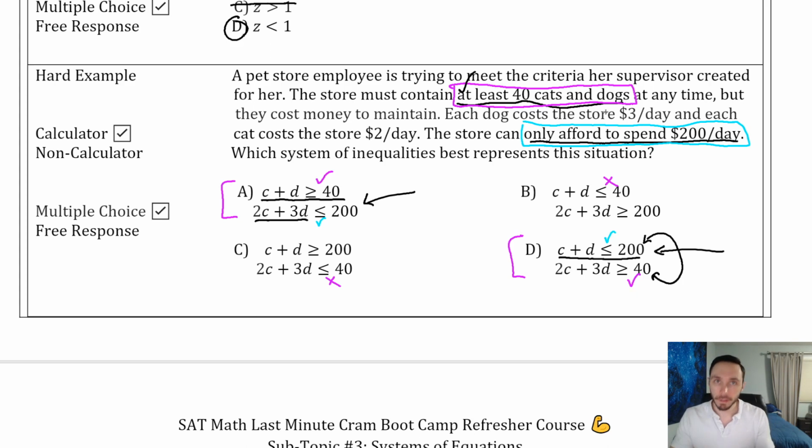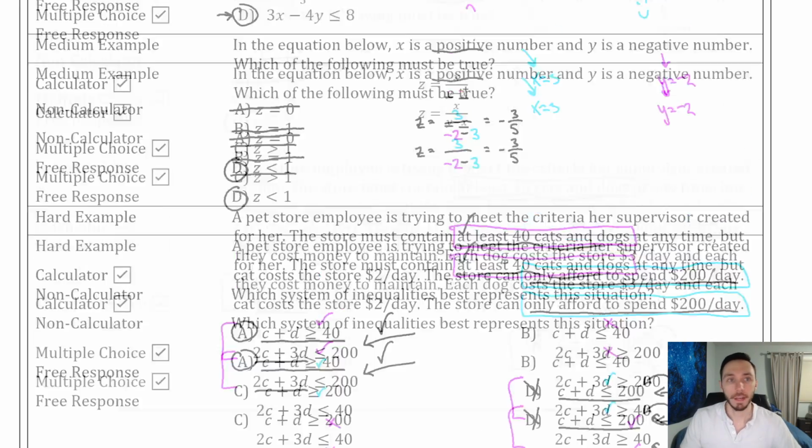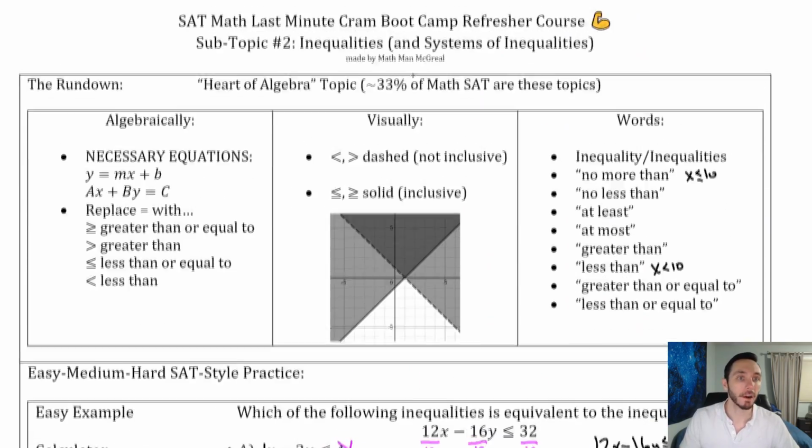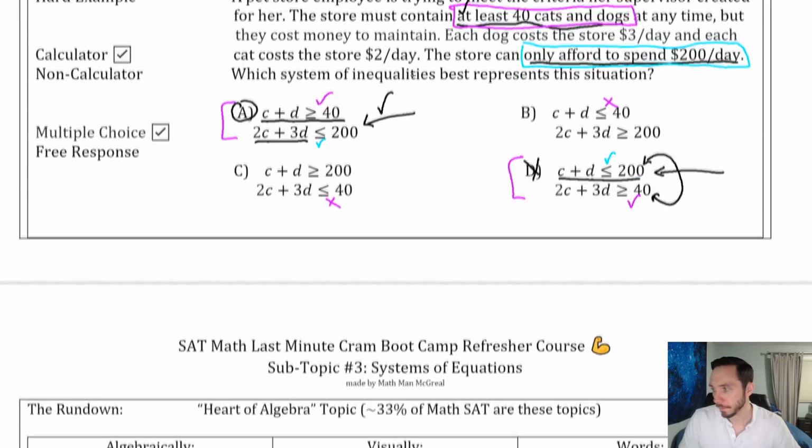So you did have to know a little bit about the expression of the matter. Sometimes with these setups, 100% of the work is on the inequality. Here, maybe 60% of the work was on the inequality. In D, they flip-flopped the numbers that were supposed to be associated with the two. The 200 should have been associated with the $2 for each cat and $3 for every dog. So in which case, A is our choice for that reason. So inequalities here, not too crazy, still a part of that heart of algebra kind of idea.